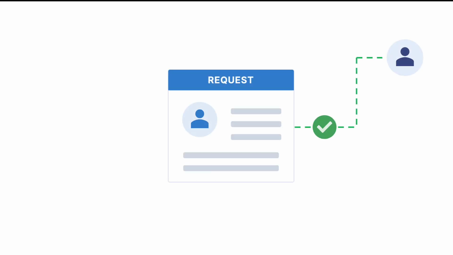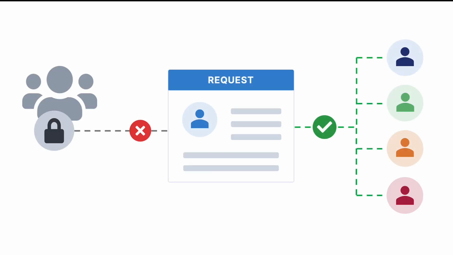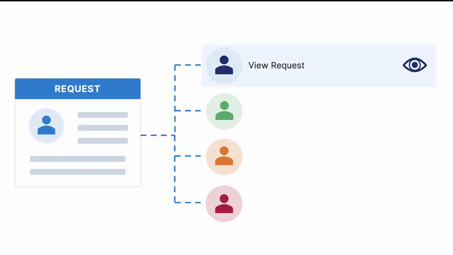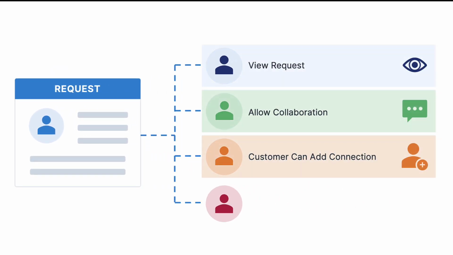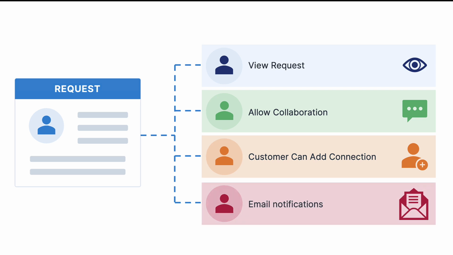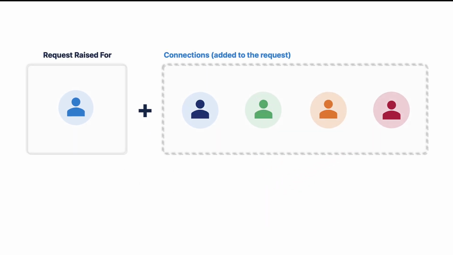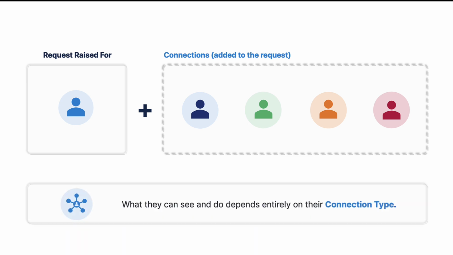Keeping the right people informed on a request shouldn't mean giving everyone full access. Connections allow you to involve others at exactly the level of access they need. A connection is someone added to a request in addition to the person the request was raised for. What they can see and do depends entirely on their connection type.